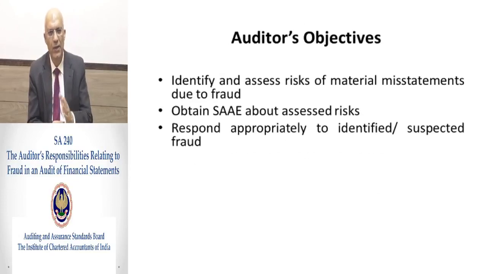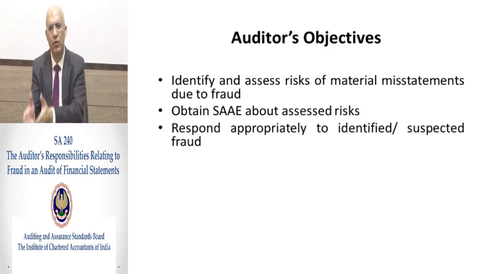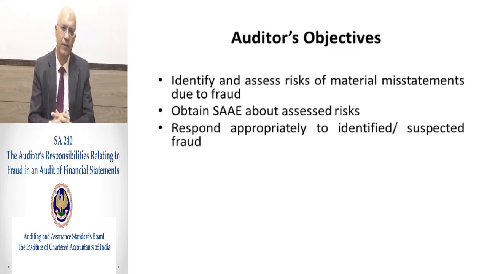So coming to what the objective is: the auditor's objectives, specific to this standard, are to identify and assess the risk of material misstatements due to fraud, obtain sufficient appropriate audit evidence, that is what SAE means, about assessed risk, and then respond appropriately to identified and suspected fraud. So in line with what we do as far as SA 300 and 315 are concerned, we will apply that specifically to SA 240.